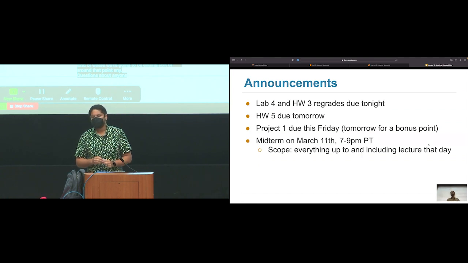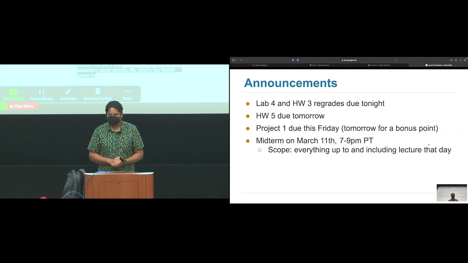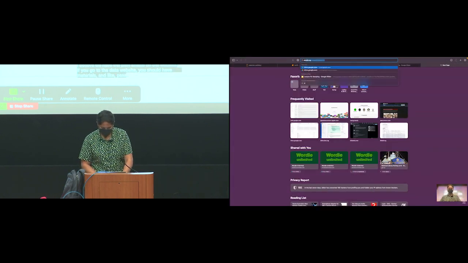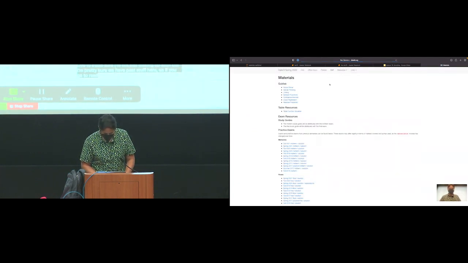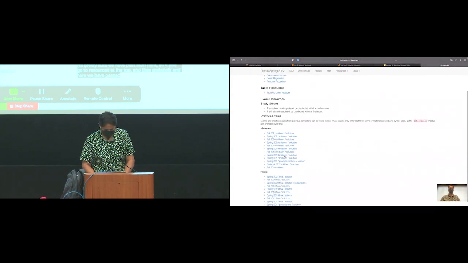What's the format going to be for the midterm? It's going to be very similar to the past exams. I believe we have the past exams on the website. If you go to the Data 8 website, let me do this live to make sure I'm not making things up. I'm pretty sure we have past materials here. If you go to resources at the top and then materials, we have past midterms and the solutions for the midterms.